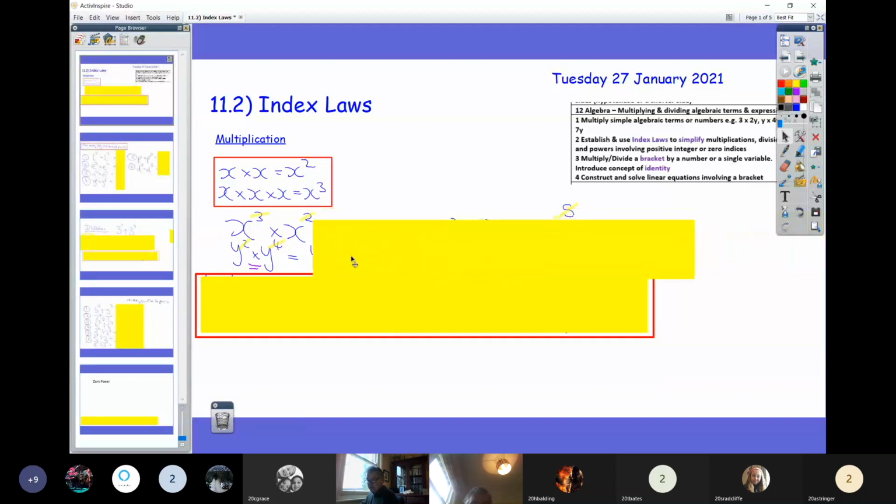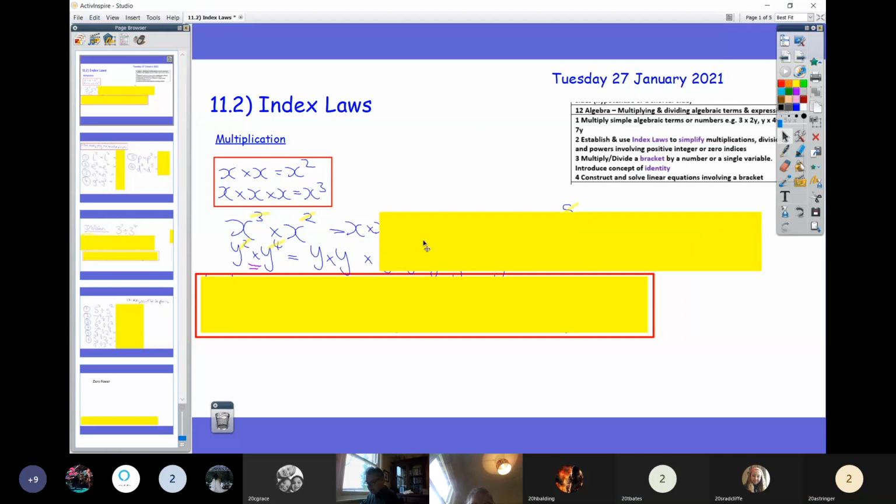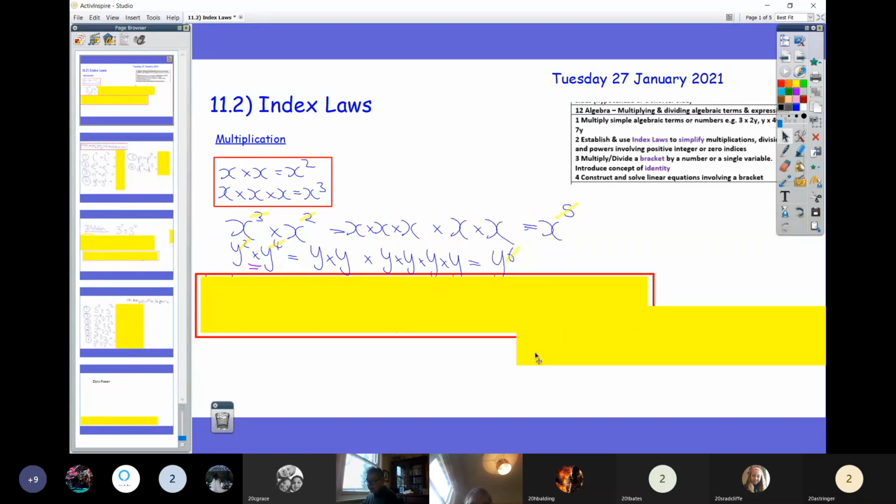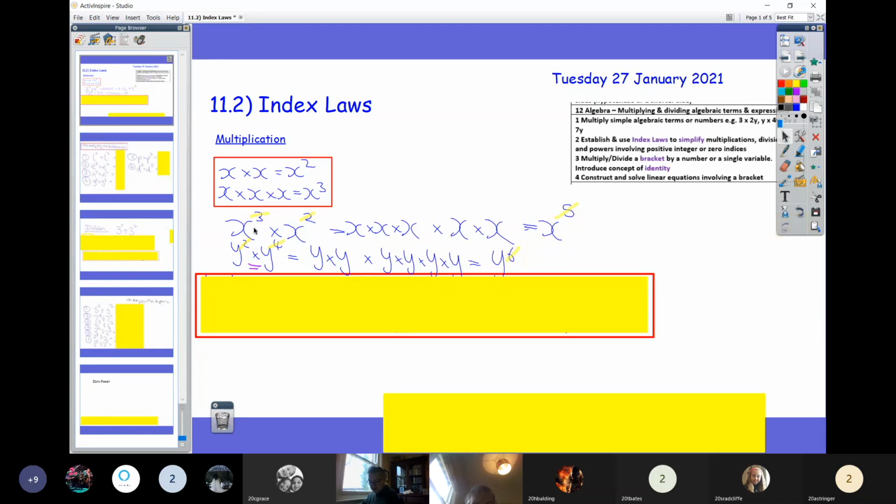Let's say we've got x cubed times x squared and y squared times y to the power of 4. Now, what does the top one mean and what does the bottom one mean? Well, x cubed means x times x times x, and y squared means y times y. But then we're multiplying by x squared and y to the power of 4. Let me just highlight this as I go, I think it'll be easier.